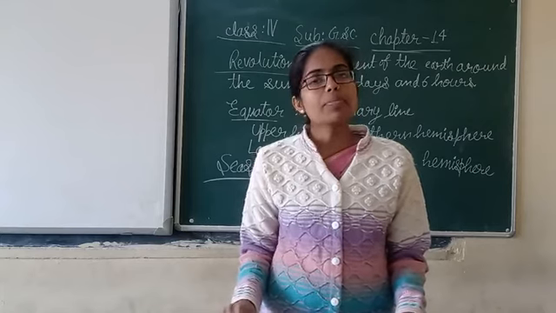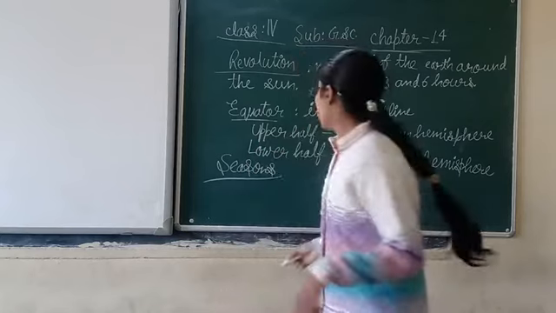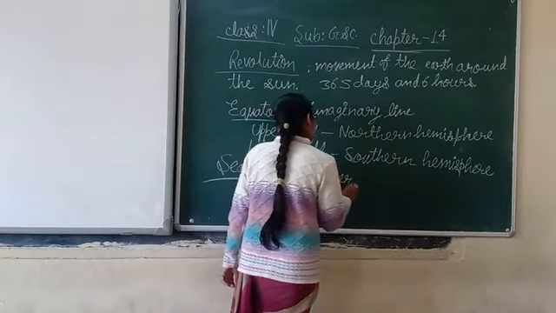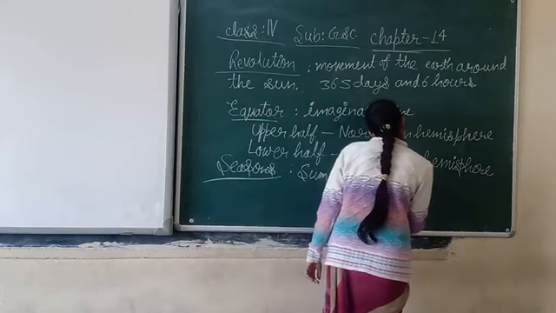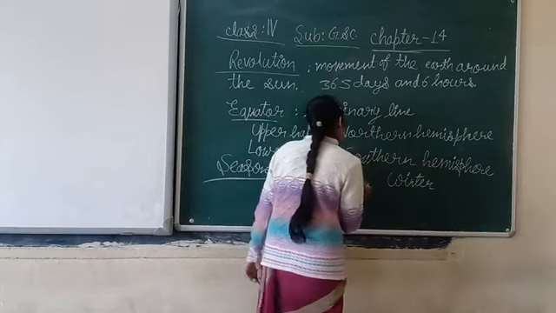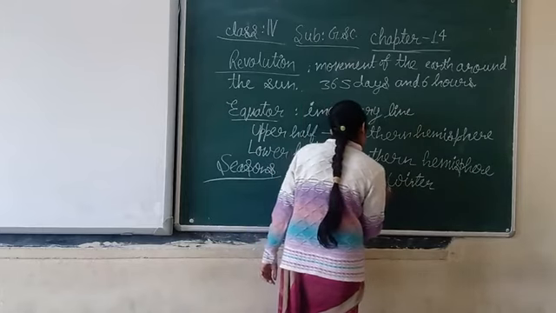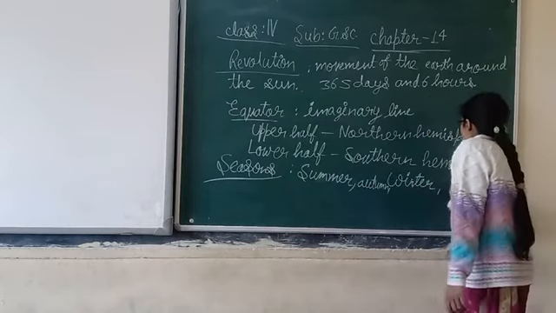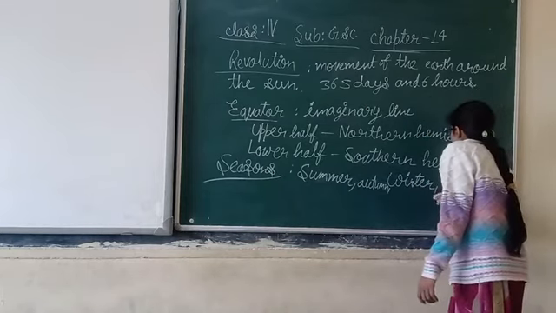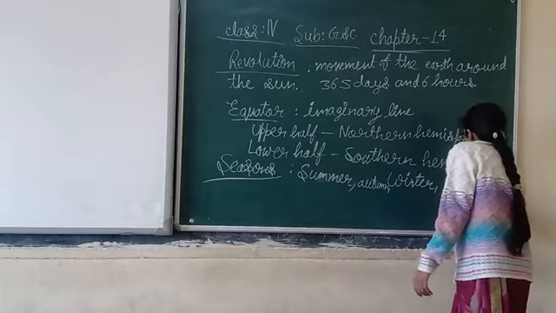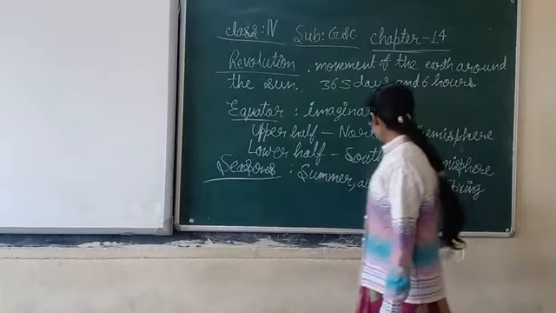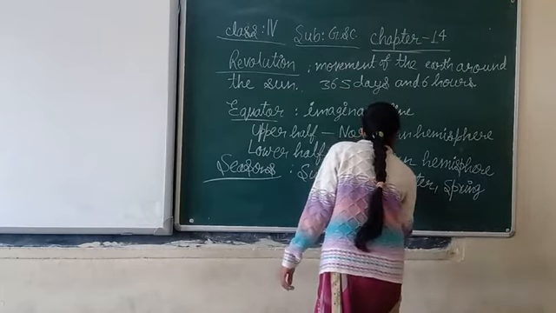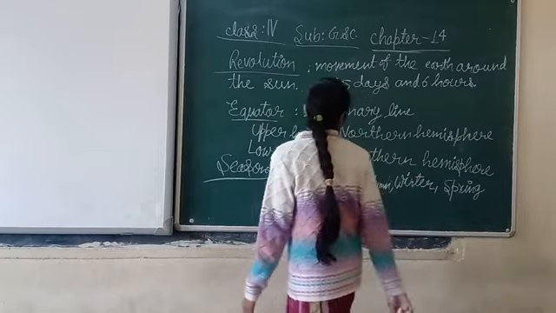First comes summer. In between the summer and winter, there is the autumn season. Which season? Autumn season. And between the winter and summer, there is the spring season. Which season? Spring season. Summer, then autumn, then winter, then spring. Summer, autumn, winter, and spring.